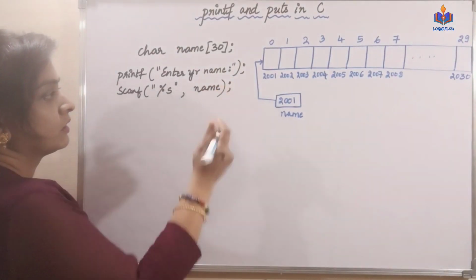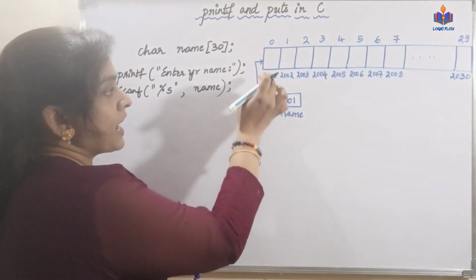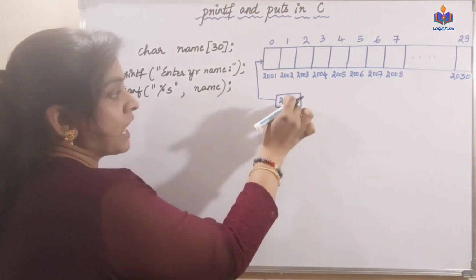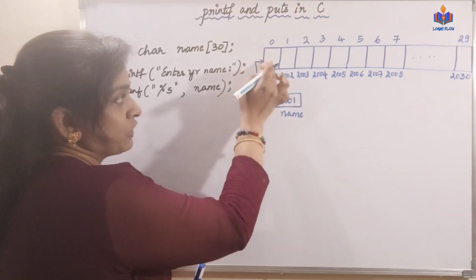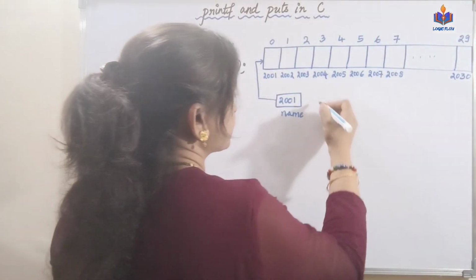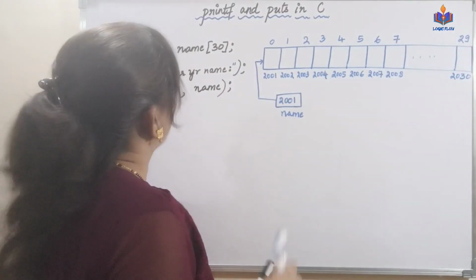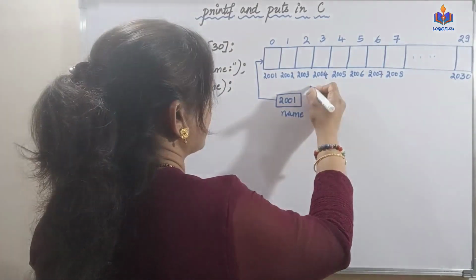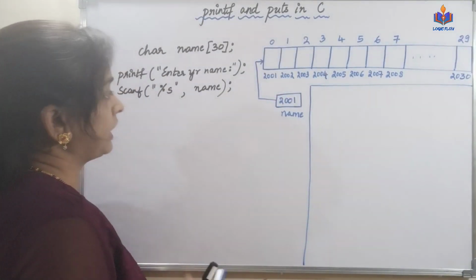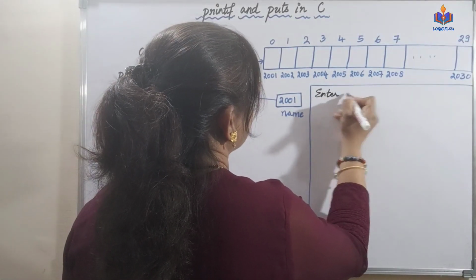Here the array name will store the address of the first element, the base address. So name will have 2001, in the sense it will be pointing to 2001. And I'll read a string. So in my output screen, what happens? Let me write the output screen here. In the output screen, the first message I'll get is a message saying enter your name. That will be the first message.